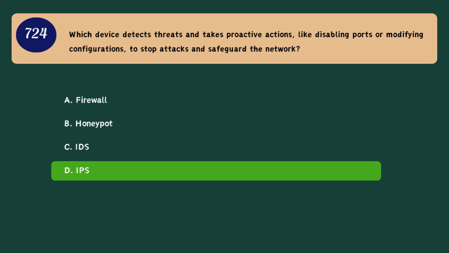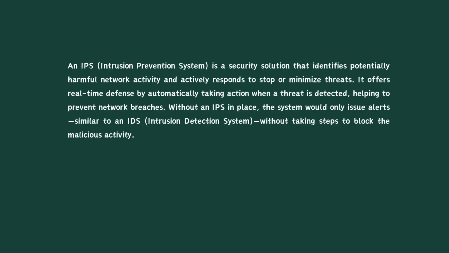Correct answer. D. IPS. An IPS, intrusion prevention system, is a security solution that identifies potentially harmful network activity and actively responds to stop or minimize threats. It offers real-time defense by automatically taking action when a threat is detected, helping to prevent network breaches. Without an IPS in place, the system would only issue alerts, similar to an IDS, intrusion detection system, without taking steps to block the malicious activity.